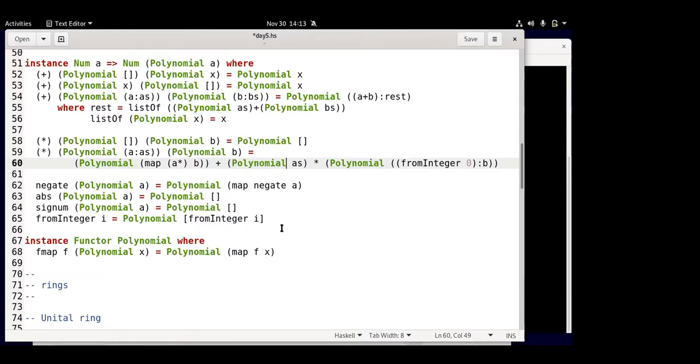Do you perhaps have sort of a sample use case for the fact that polynomial is now an instance of the functor type class?